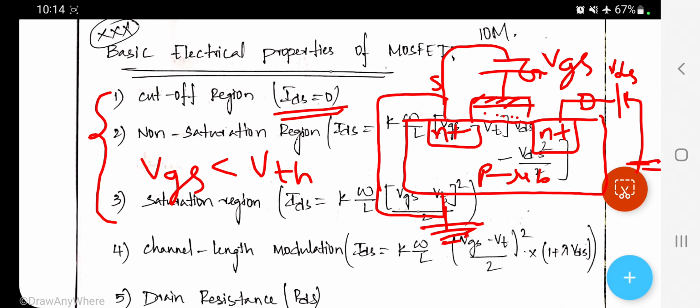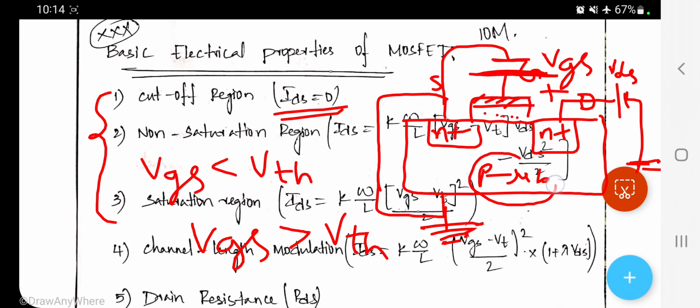Next, the non-saturation region, which is also called the resistive region. Whenever we have VGS, the gate to source voltage, greater than or equal to the threshold voltage, the positive voltage is applied at the gate terminal. So the minority carriers of the P substrate, electrons, will come between source and drain and form a channel.